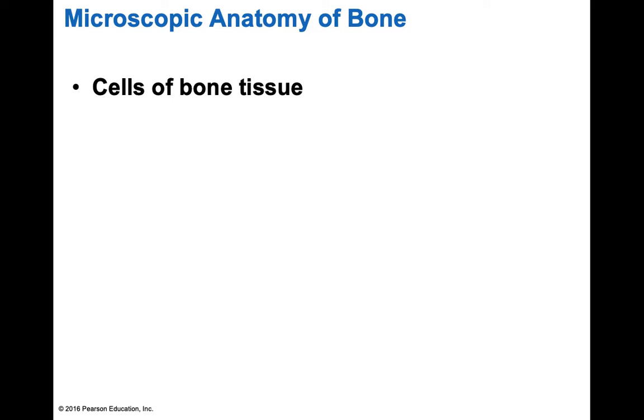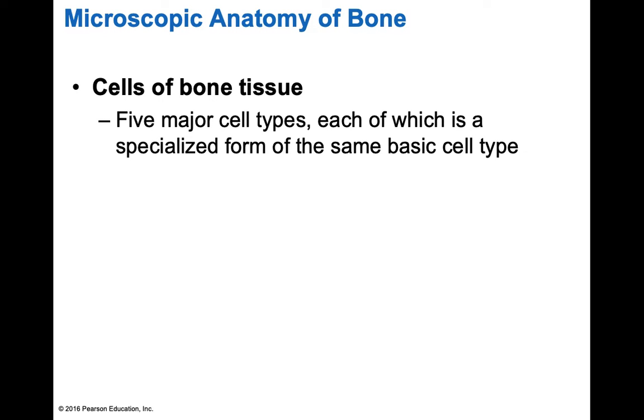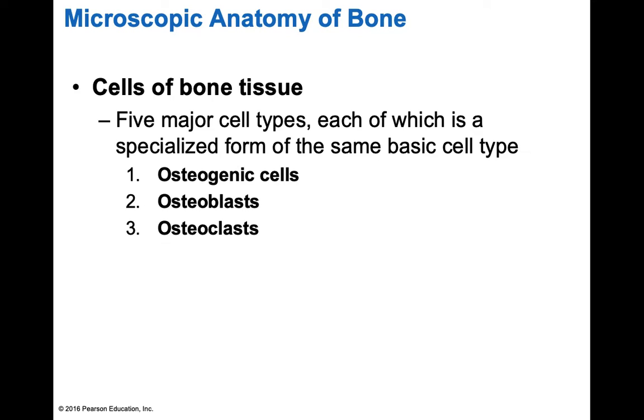Cells now of bone tissue. Pay close attention to these cells because they all sound essentially the same. They all start with the same letters. There are 5 major cell types, each of which is a specialized form of the basic cell type. We have osteogenic cells, osteoblasts, osteoclasts, osteocytes, and bone lining cells. As you can see, the first 4 sound exactly the same, but they all do different things.